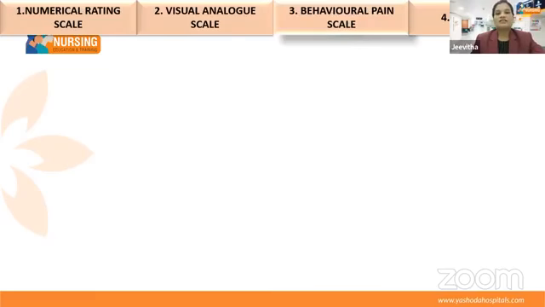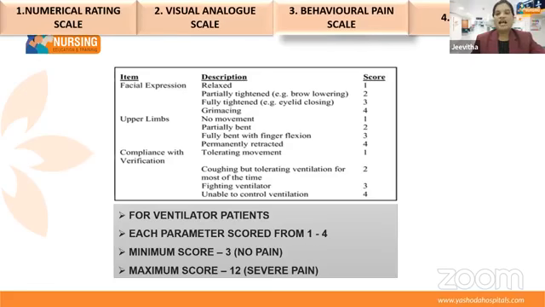The next scale is the behavioral pain scale. As I mentioned earlier, the behavioral scale is used for unconscious patients and those who are unable to express their feelings, especially ventilated patients. Based on these parameters, which are categorized into 3: facial expressions, upper limbs, and compliance with the ventilation. Each parameter has a maximum score of 4 and a minimum of 1, so the maximum total score is 12. Here also, if the score is 4 and above, interventions can be taken.